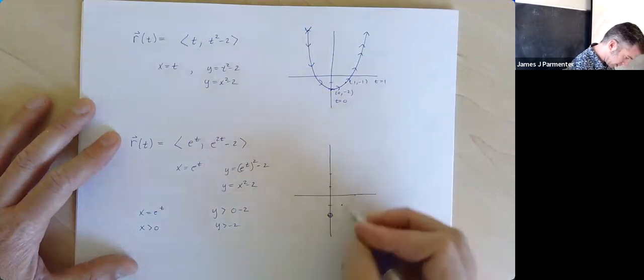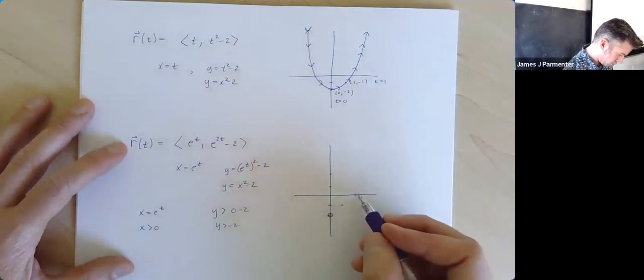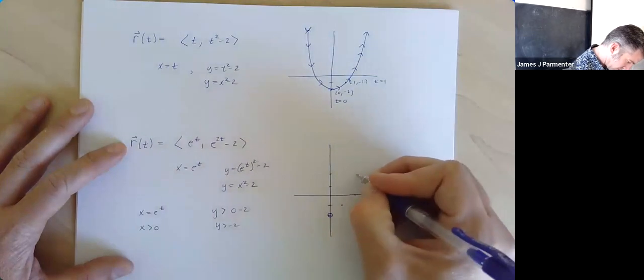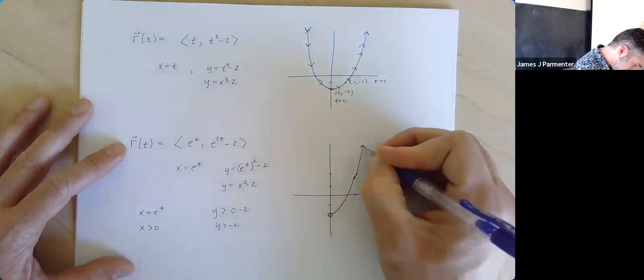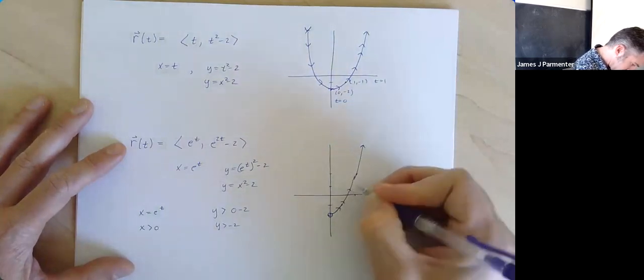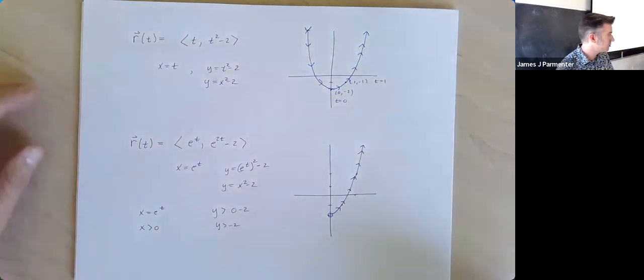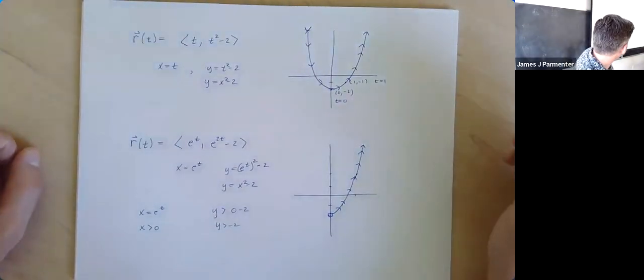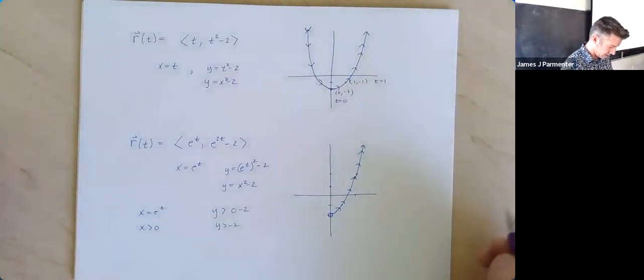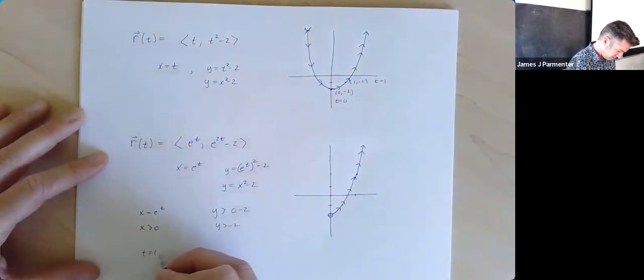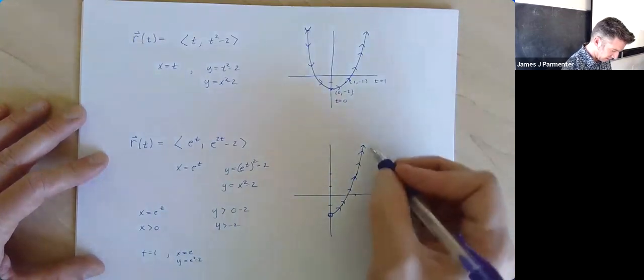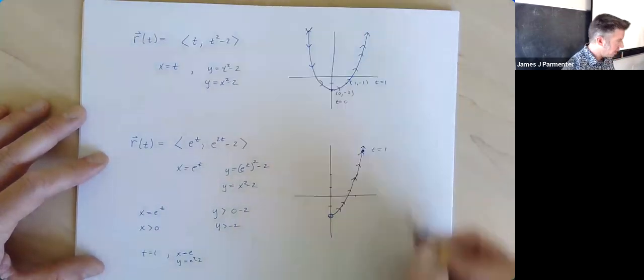I guess I'll plot a couple points here. X is 2, y is going to be 2. So we have something that looks like this, essentially just the right half of this parabola. And you get weirder points, right? Because, for example, if I plug in t equal to 1, I get x equal to e and y equal to e squared minus 2, which is somewhere up there. There's t equal to 1.